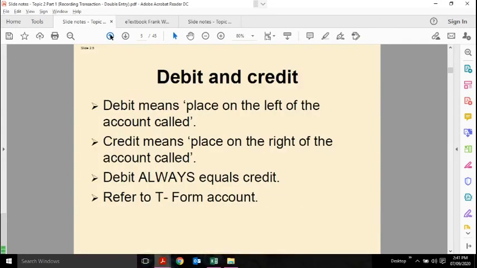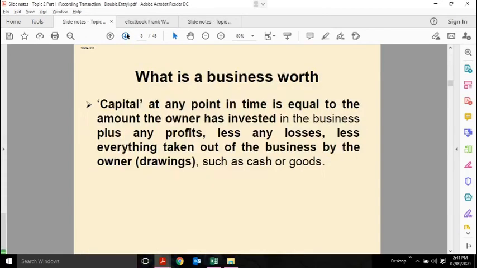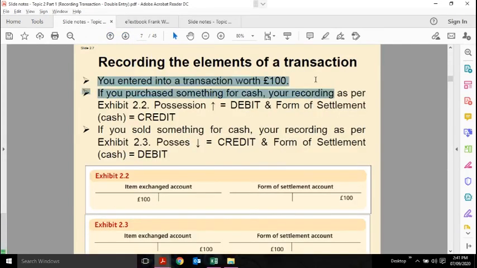If I split it into those two items, item exchange and form of settlement, for this you enter into a transaction worth 100. There must be an item exchange account, meaning the things, usually assets, that are transferred from one to another. If your position increases, say you purchase something, you have to record it as a debit. Your asset position increases, so you record it as debit. Meanwhile the other one must be credit. It must be vice versa, it must be the contra.